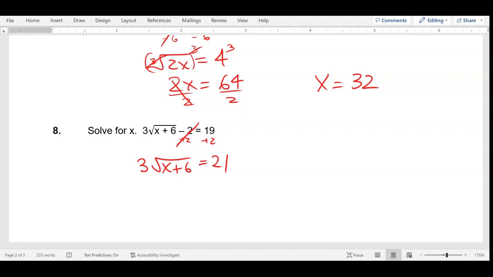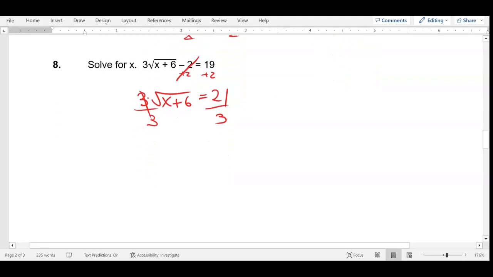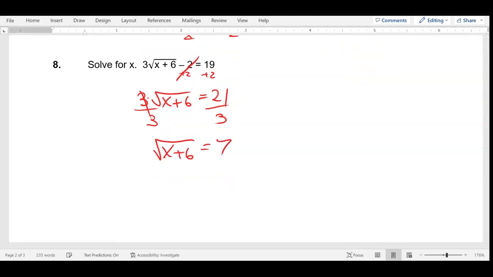The radical is not by itself because there's a 3 out front, so I got to divide to get rid of that coefficient. So I get square root of x plus 6 equals 21 over 3, which is 7. Now I can get rid of the radical.